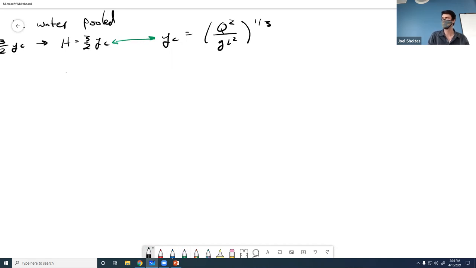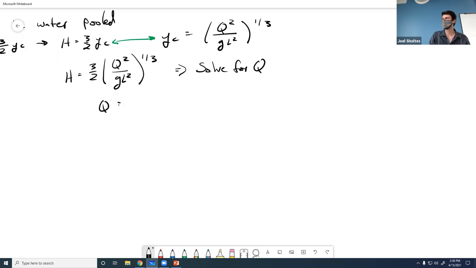So this equation, we're starting to get a weir equation. H is equal to 3/2 times Q squared over GL squared, to the 1/3. And then finally, we can solve for Q. And we get Q is equal to the square root of G times L times 2/3 H to the 3/2. So this is the generic form of an ideal weir equation.